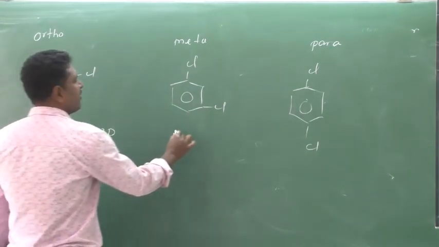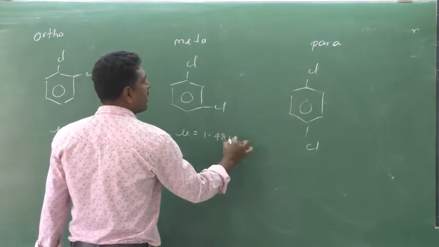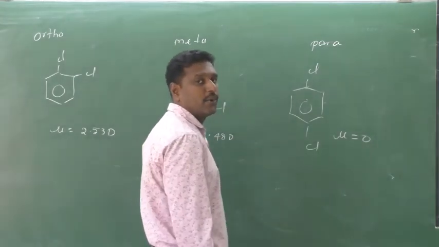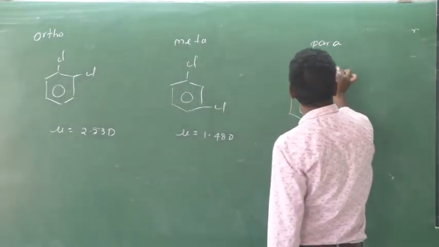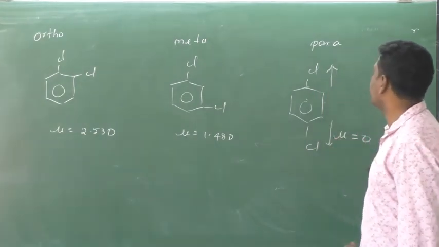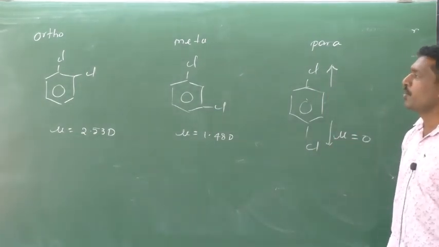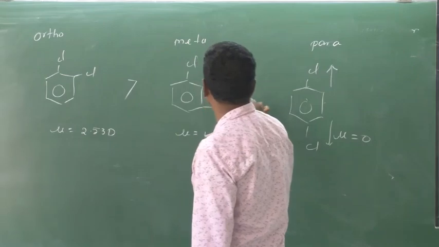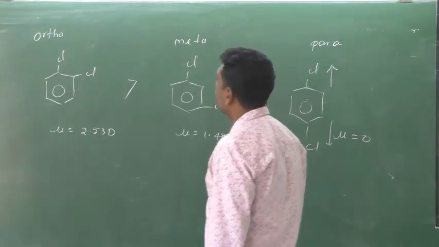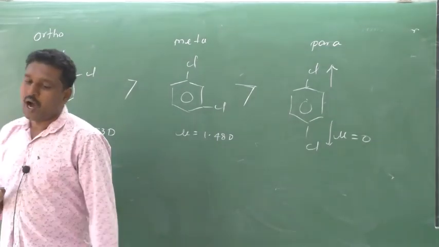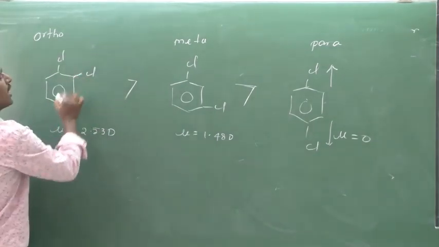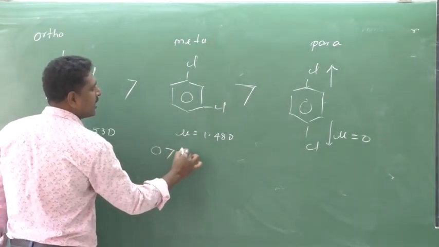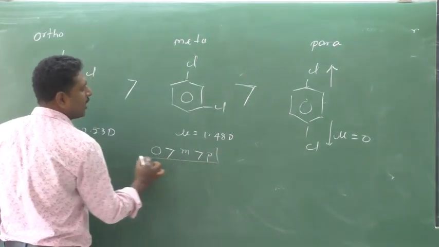When you observe the values, for ortho it is 2.53 debye, for meta 1.48 debye, but in the case of para mu is equal to 0. In this direction we observe that the net dipole moment is 0. Therefore, the ortho isomer has more than meta, and meta more than para. Because the ortho isomer has bond moments in nearly the same direction, ortho is greater than meta, and meta is greater than para.